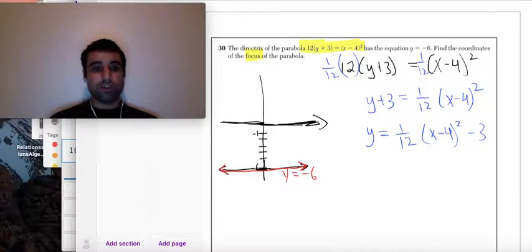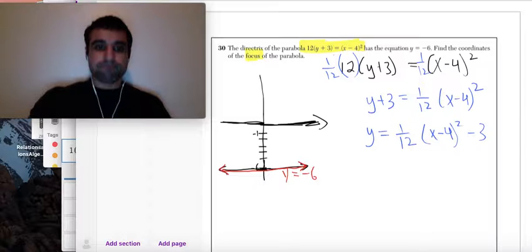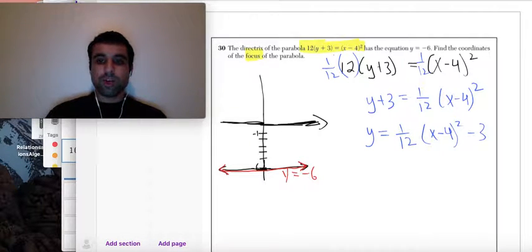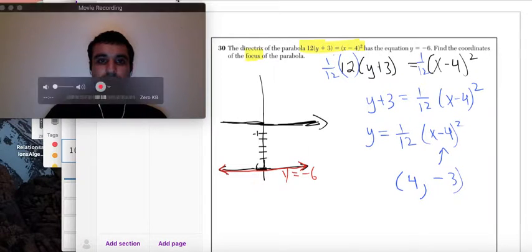I get y equals 1/12 times x minus 4 squared minus 3. Now, if you know the vertex form of a parabola, y equals a times x minus h squared plus k, you know that the x coordinate of the vertex is 4. It's the opposite of whatever you see here. Since it's negative 4, it's positive 4 in the vertex. And then outside the parentheses, you use the same sign of what you see. So the y coordinate is negative 3 of the vertex. You want to make sure you understand the vertex form equation of a parabola.